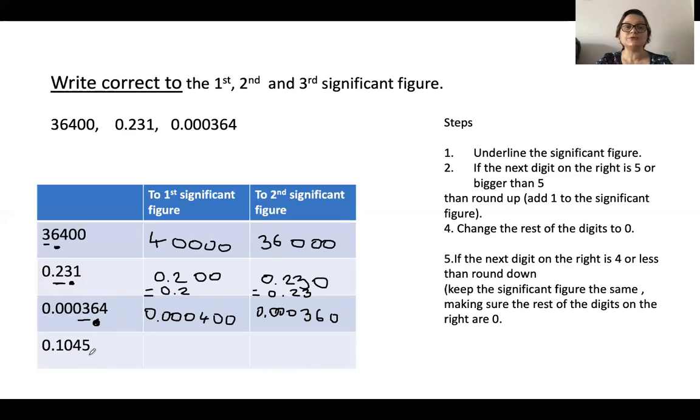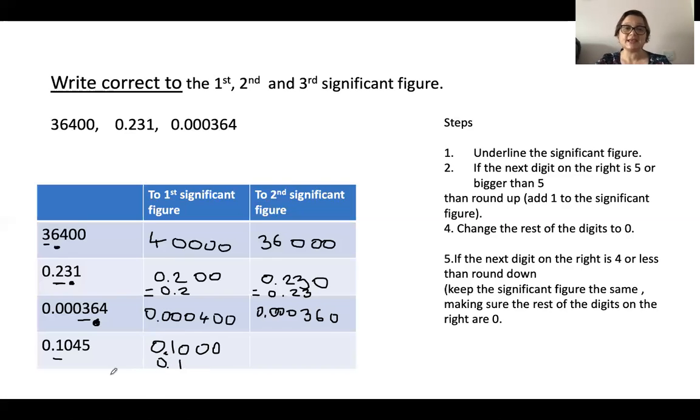0.1045 to the first significant figure. The first significant figure is digit 1. And if you look at the number next to it on the right-hand side, 0 is less than 5. So we are going to round down. So we keep the numbers, 1 stays the same, and 0 stays the same, obviously. So 0.1, the rest of them become 0, 0, 0, 0, or 0.1.